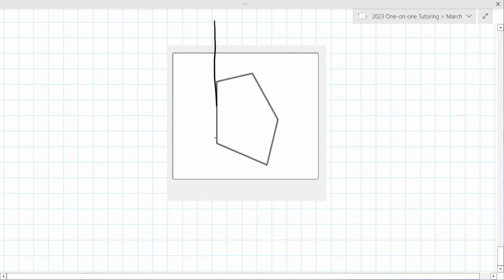How about this one? Is this one parallel to anything? Mm, yeah. These don't intersect. Oh, wait, they do. So you have to sort of visualize the lines extending forever. How about this one here? Is this parallel to anything?